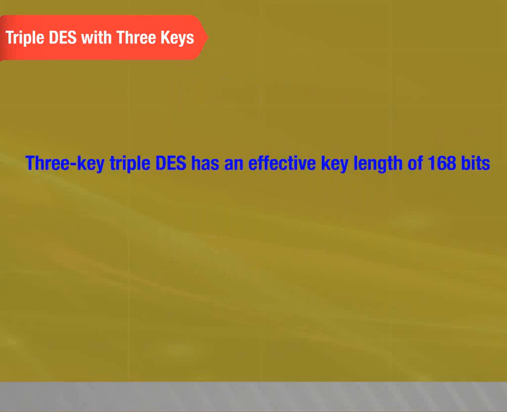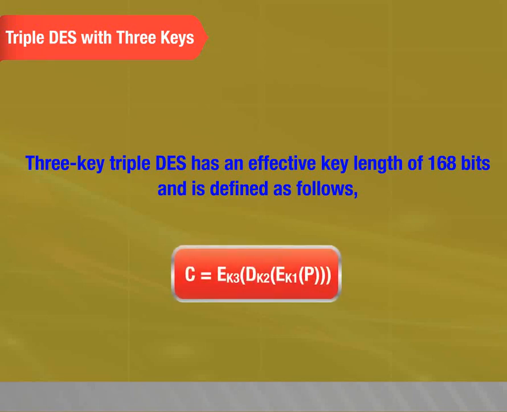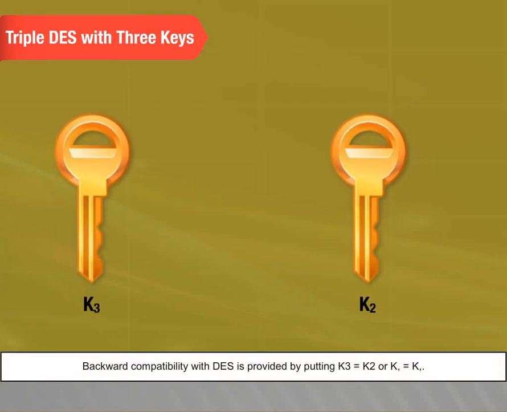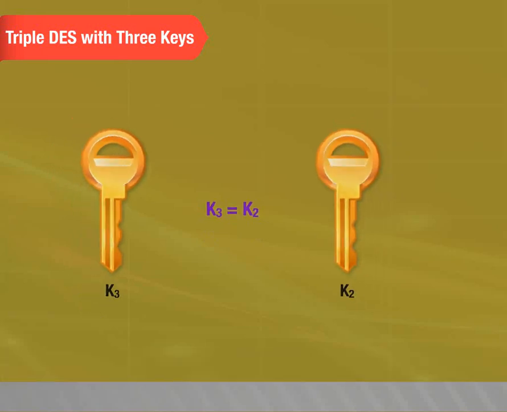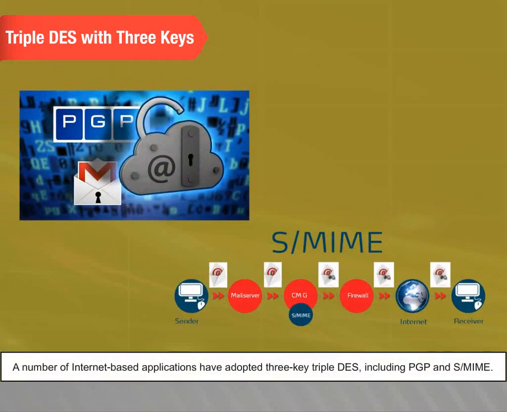3-key triple DES has an effective key length of 168 bits and is defined as follows: C = E(K3, D(K2, E(K1, P))). Backward compatibility with DES is provided by putting K3 = K2 or K1 = K2. A number of internet-based applications have adopted 3-key triple DES, including PGP and S/MIME.